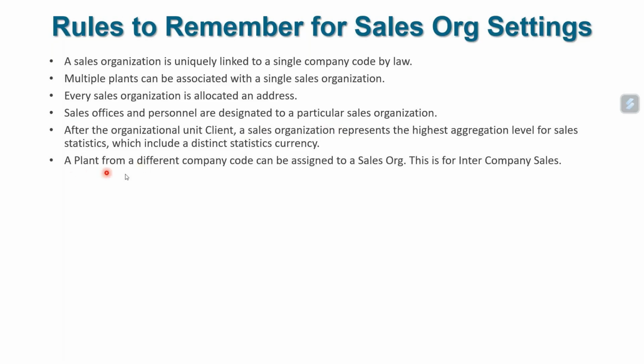A plant from a different company code can also be assigned to a sales org. So a plant from Lakme can be assigned to HUL. Okay, but this is basically when you are trying to do cross company sales, right? One company taking the goods of a second company and selling it to the customer.